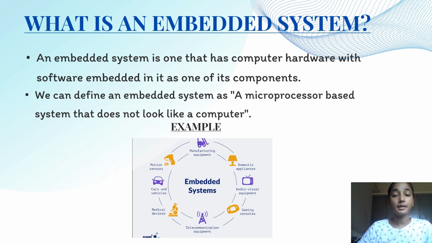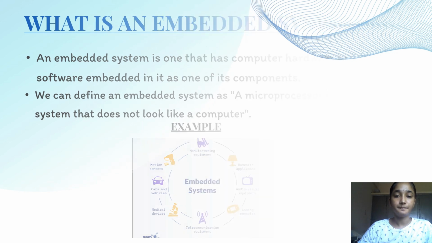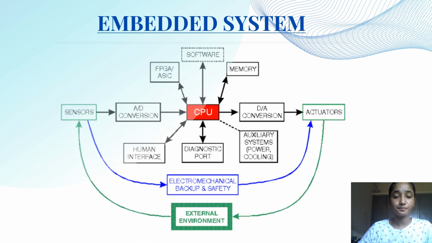Then the embedded system has a lot of examples. That means manufacturing equipment, motion sensors, cars and vehicles, medical devices, audio visual equipment, and domestic appliances. These are all embedded system examples. Then we move on to the organization chart of the embedded system. The next slides we want to discuss in depth.